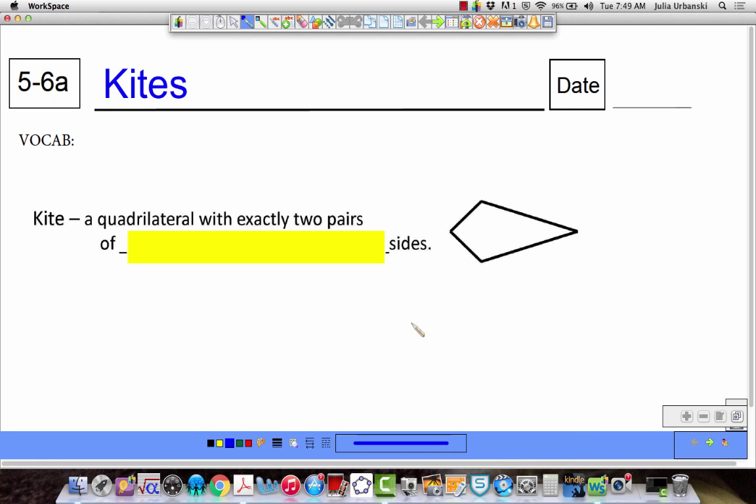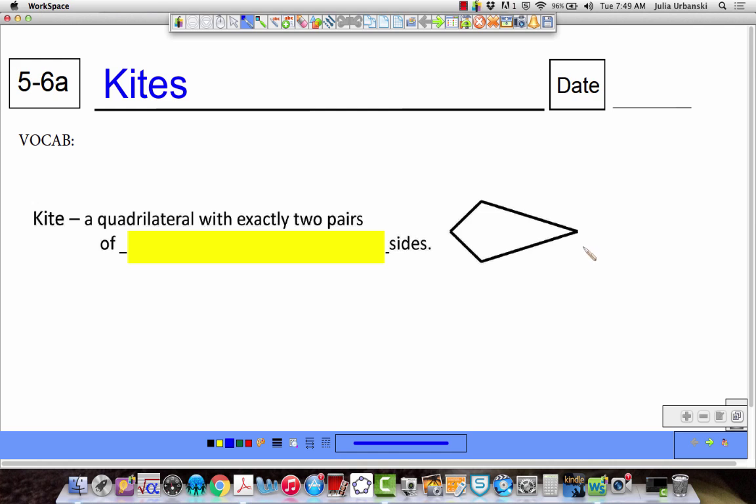The lesson is broken up into two parts, so we're just going to focus on the kites for today and the trapezoids for tomorrow. So 5-6A is kites. For the vocab here, a kite, you can tell how in this kite opposite sides aren't equal, right? It's kind of oblong. So that makes it not a parallelogram.